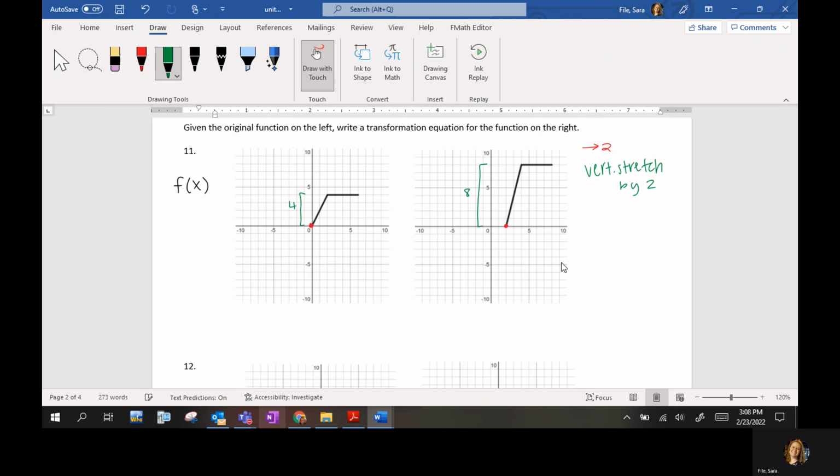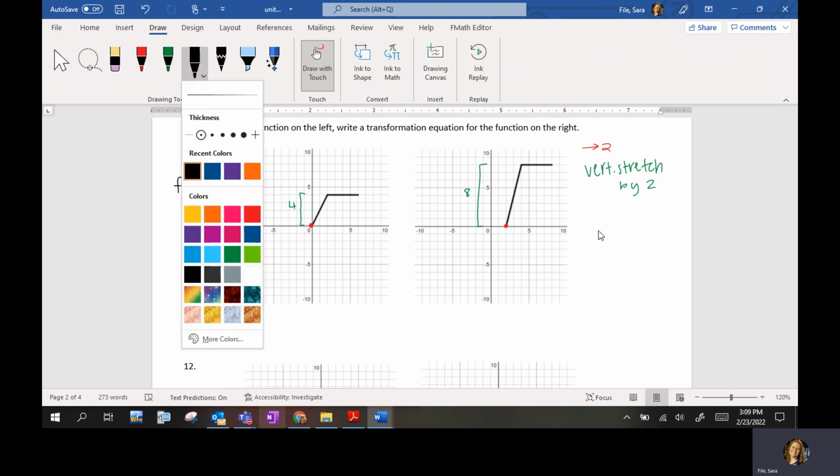by 2. Okay, now horizontally, let's see if there's any change. The width was 6. The width is still 6. So it hasn't been horizontally stretched or compressed, and it hasn't been shifted up or down. So just those 2 transformations.